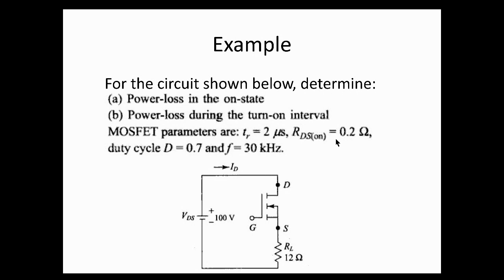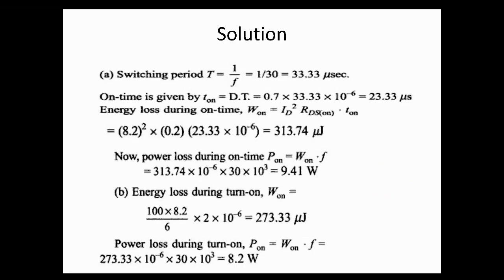Right. So you recall that the duty cycle is just the ratio of the on time to the period. So your E on is duty cycle times time, right? So that will give you the energy that is lost in the on state. All right. So to get the power loss, you then multiply by the frequency. So you now have the basic idea. Just go through it here.